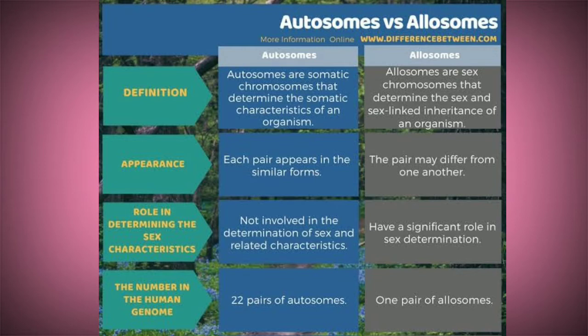Then comes the role in determining the sexual characteristics. As discussed earlier, autosomes are not involved in the determination of sex and related characteristics, whereas the allosomes have a significant role in sex determination. An example is given for human beings: in the human genome there are 22 pairs of autosomes and 1 pair of allosomes, and in that we get 46 chromosomes in a diploid cell. These are a few simple differences between the autosomes and the allosomes.